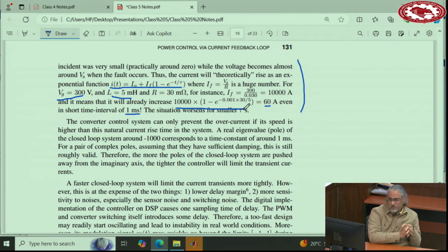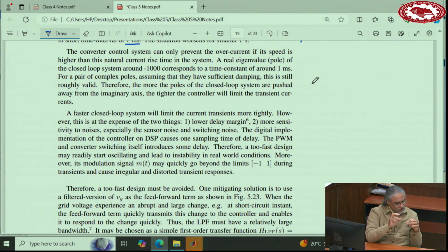But gain crossover frequency and phase crossover frequency, both of them become larger. The phase margin probably remains around the same number. So phase margin divided by that frequency, the delay margin goes down. So control systems that are faster in these converters have lower delay margin. So you will face another problem.